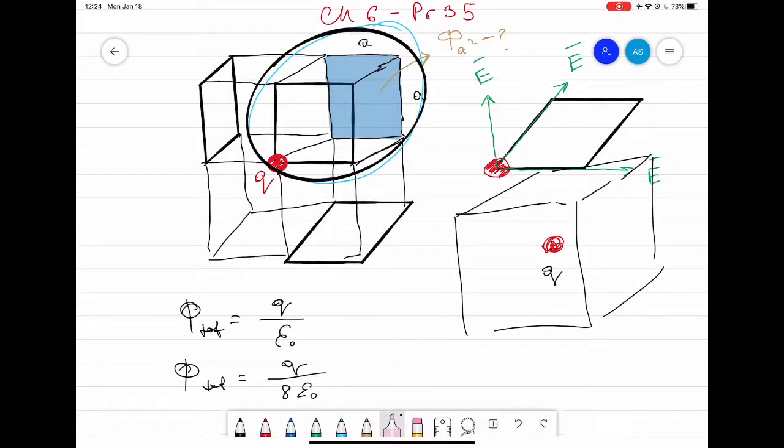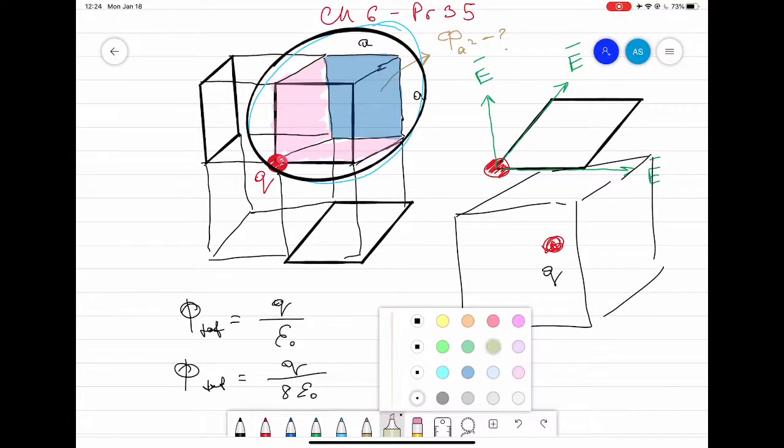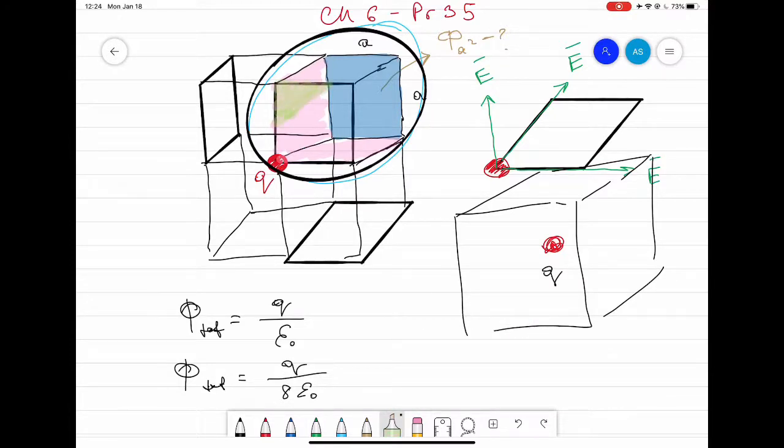Okay, now let's check your understanding. The electric flux passing through this side will be equal to 0. And what else? Which side can have electric flux equal to 0? Again, this side will have electric flux equal to 0. And finally, we can say that this side will have electric flux equal to 0, right? So that means there are only 3 sides left.